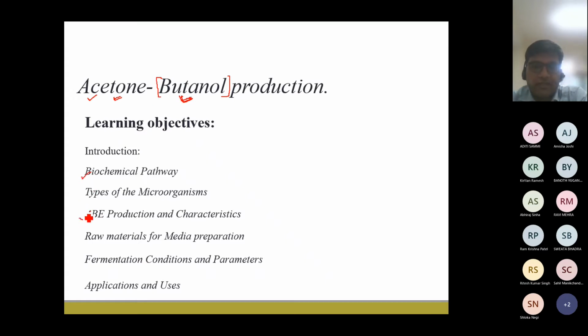Okay, so before we go into the understanding of the biochemical pathways, we will see what are the stages of the production of the acetone butanol, and what are the raw materials that are used. Okay, and what are the applications.